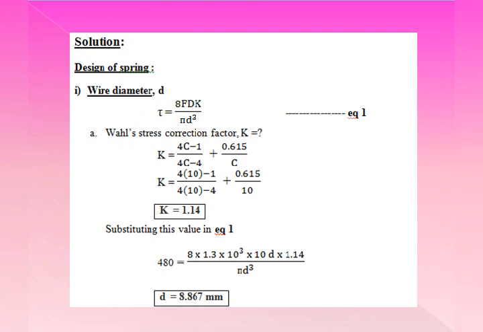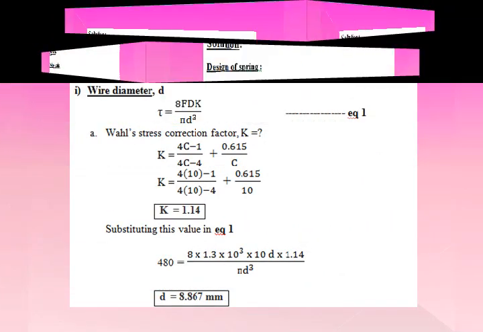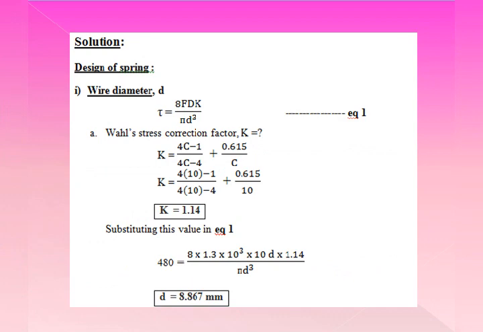Soon after listing out various formulae, now we'll go ahead with the solution. First main heading, that is the design of spring. In that, first unknown is wire diameter d, that can be evaluated by using the equation shear stress tau is equal to 8 into F into D into K divided by pi d cube. We'll call that equation number 1 for time being, where Wahl's stress correction factor K is equal to 4C minus 1 divided by 4C minus 4 plus 0.615 divided by C.